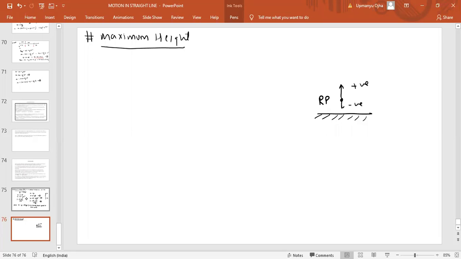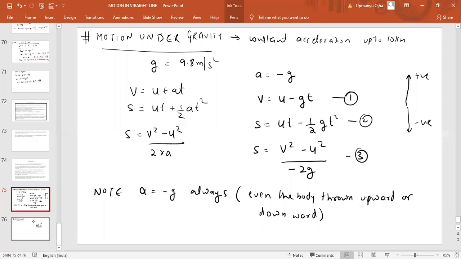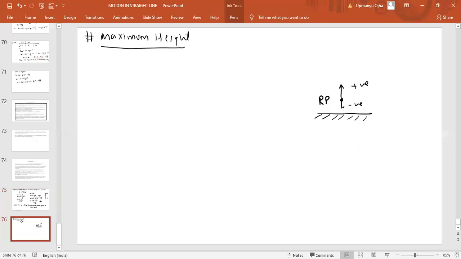Okay, fine. So maximum height. Now let us suppose we have taken this condition here. Just make a note of this one. No, g direction is always downward. Whether you throw the object upward or downward, g is always downward. That is why we have taken a as minus g. So when you are throwing upward, its speed is decreasing, and when it is coming down, its speed is increasing.